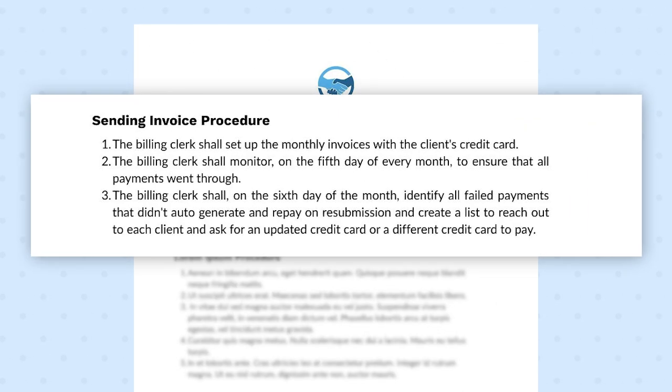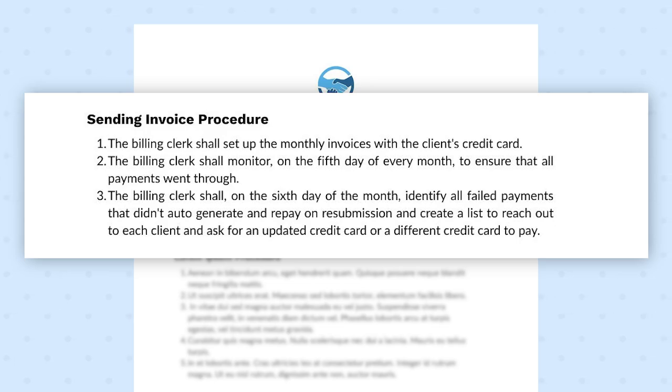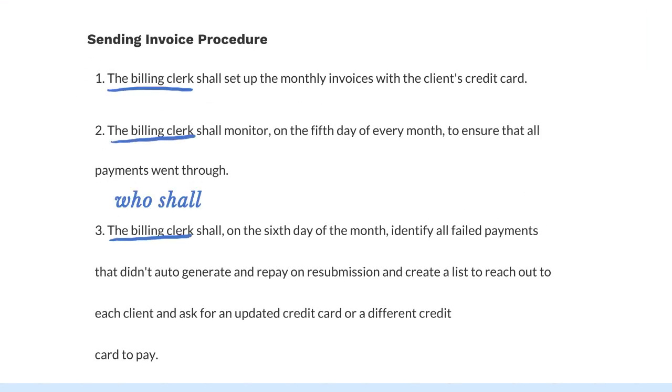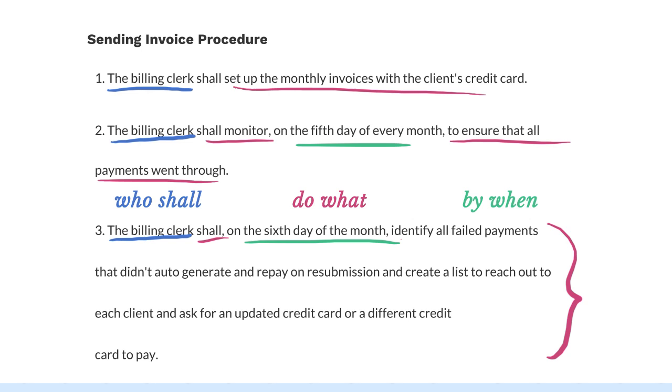The billing clerk shall set up the monthly invoices with the client's credit card. The billing clerk shall monitor on the 5th day of every month to ensure that all payments went through. The billing clerk shall, on the 6th day of the month, identify all failed payments that didn't auto-generate and repay on resubmission, and create a list to reach out to each client and ask for an updated credit card or a different credit card to pay. There you go. A simple 3-part, quick and easy, who shall do what by when.